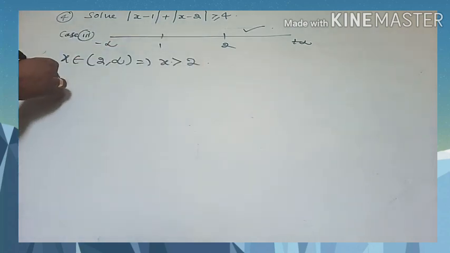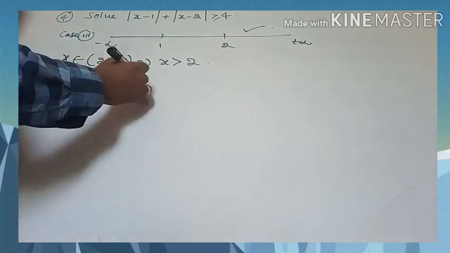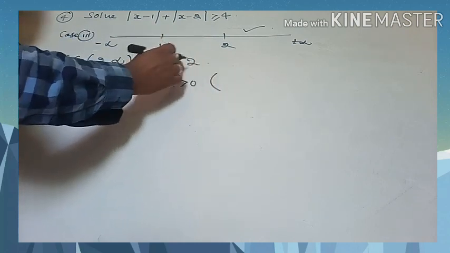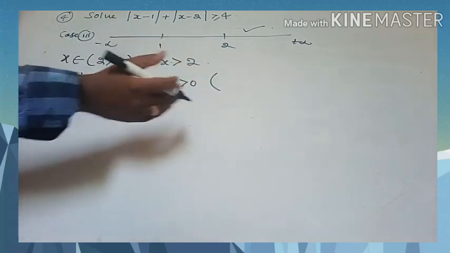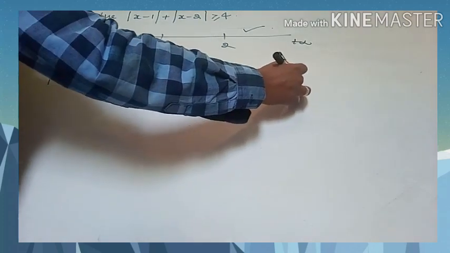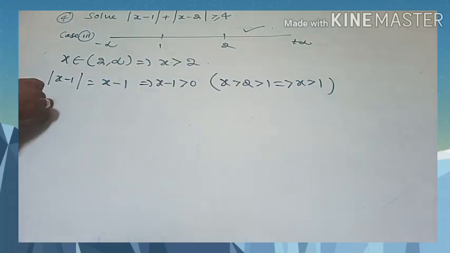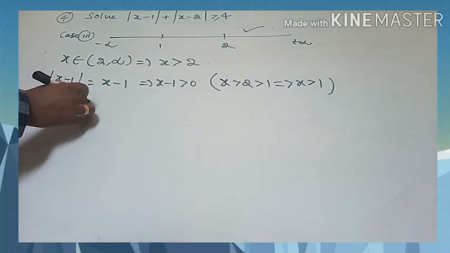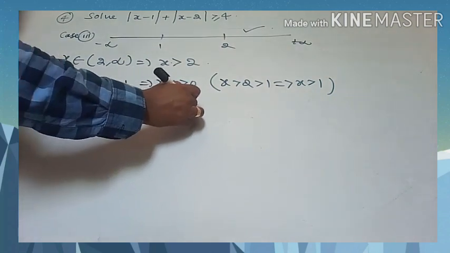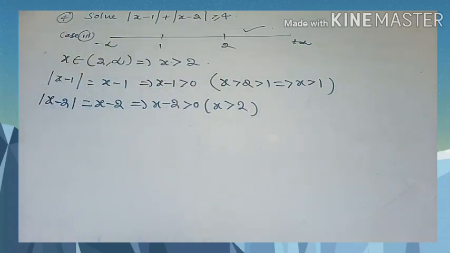Now in our interval, modulus of x minus 1 becomes x minus 1 only, because x minus 1 is positive. Why? When x is greater than 2, x is greater than 1 already, since 2 is greater than 1. That's why x minus 1 is positive. Next, modulus of x minus 2 is equal to x minus 2 only, because x minus 2 is positive. That means x is greater than 2, which we already know, because that is our case here.